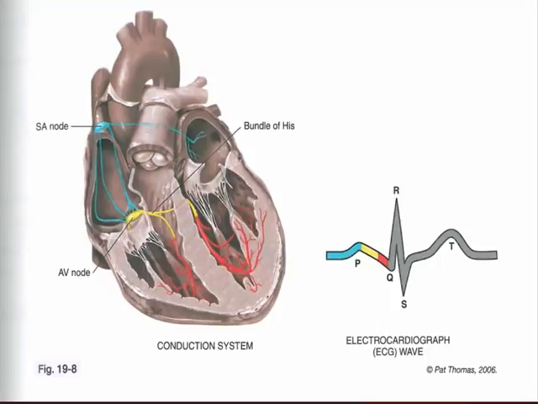And as I've said before, the bundle of His is actually named after the person who discovered it. The right and left bundle branches and the Purkinje fibers all work together and are responsible for contracting the ventricles. The passage of the electrical impulse along these three pathways causes the ventricles to fully contract. The cells of the ventricle have their own intrinsic rate, and it's between 20 and 40 beats per minute.